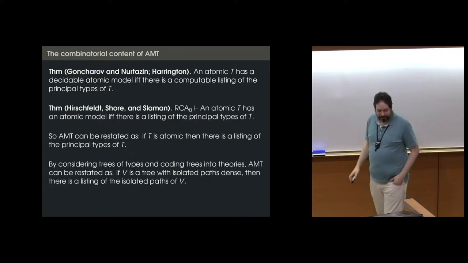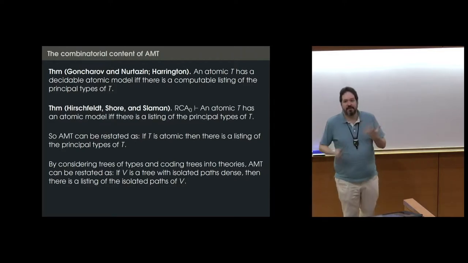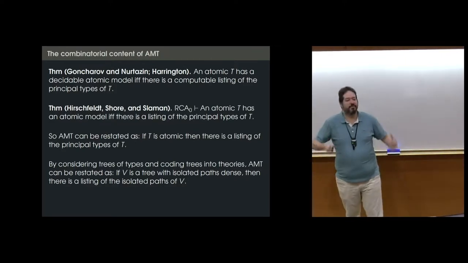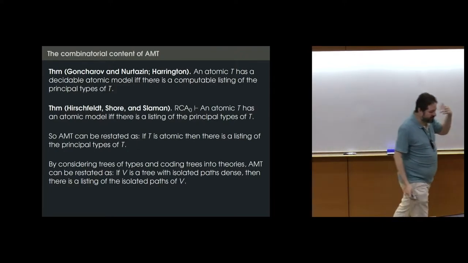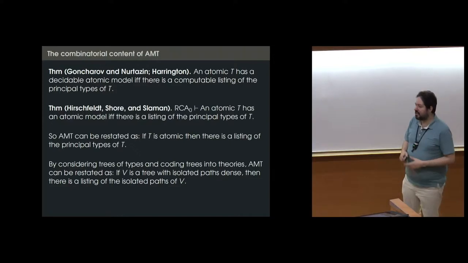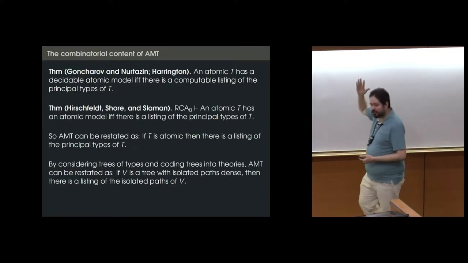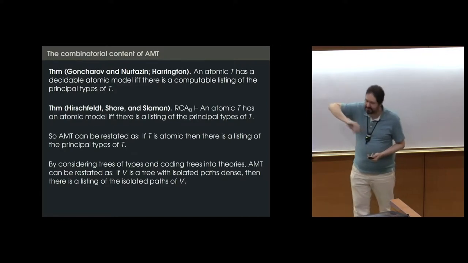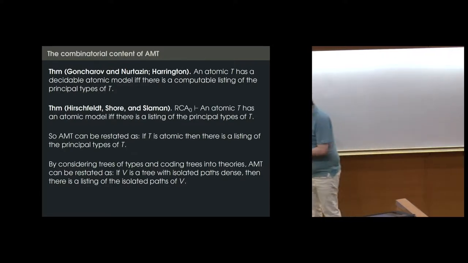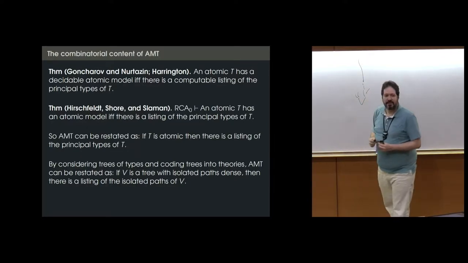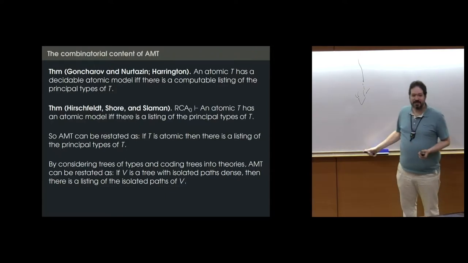But now, types of a theory naturally live in trees. That's often the way people think about it. You can look at the tree of types of a model, and then the paths on this tree correspond to the types. And of course, isolated paths, right? So you have a tree, and you have a path that from some point on is the unique path. Here that corresponds to principal types.